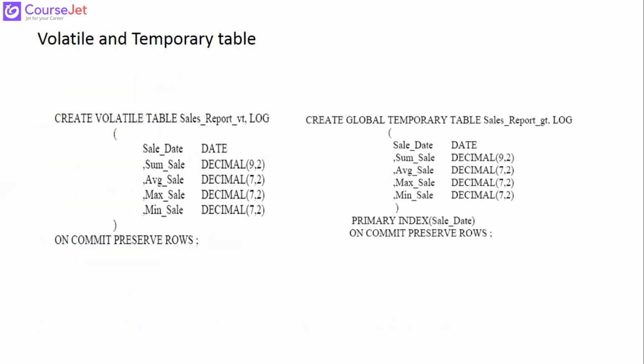So apart from these set tables and multiset tables, both are permanent tables where we have the DDL and the data stored actually in the database. There are two other kinds of tables, which are the volatile table and the global temporary table. These tables are used to hold temporary data.